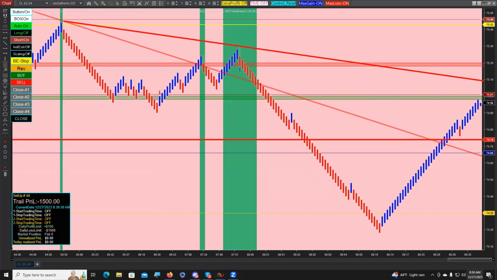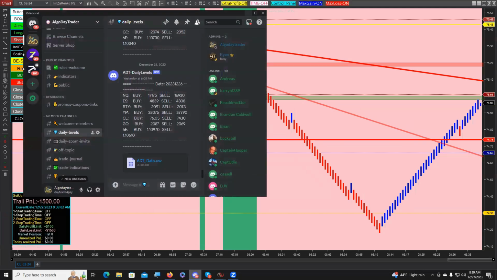I am only going to enable the strategy in the direction of the market. In other words, if the market wants to go lower, I'll enable only the short side. If the market wants to go higher, I'll enable only the long side. Now here is Discord. These are the levels I posted yesterday for 7 markets.